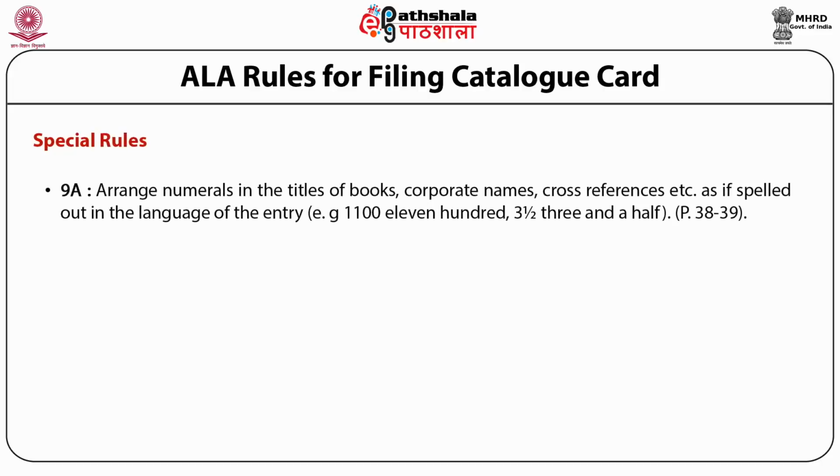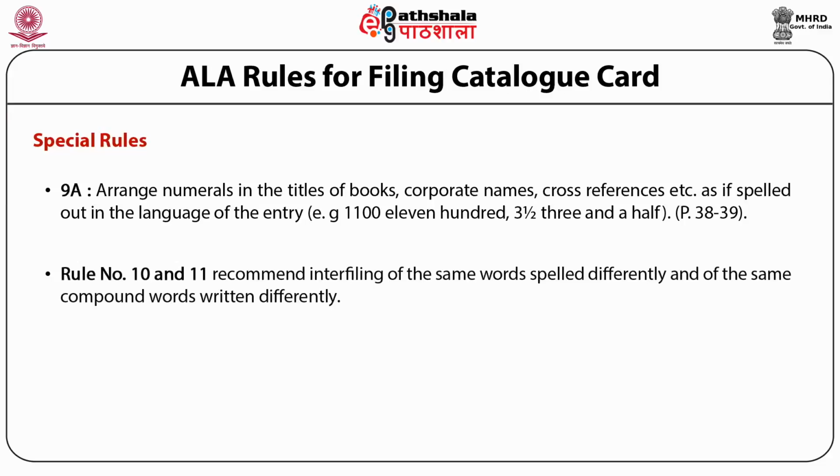Rule number 9A. Arrange numerals in the titles of books, corporate names, cross-references, etc. as if spelled out in the language of the entry. As for example, 1100, 3.5. This rule is given on pages number 38 and 39. Rules number 10 and 11. Recommend interfiling of the same words spelled differently and of the same compound words written differently.